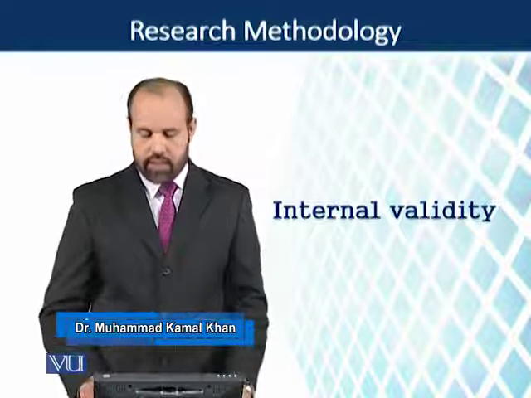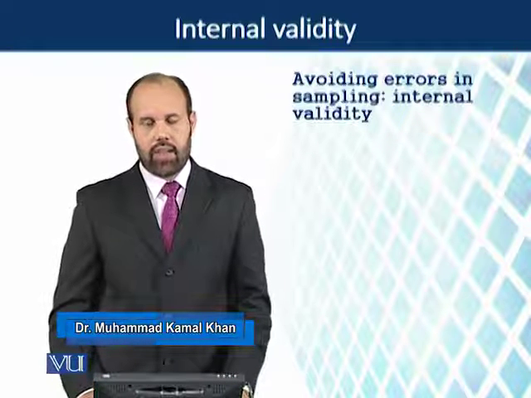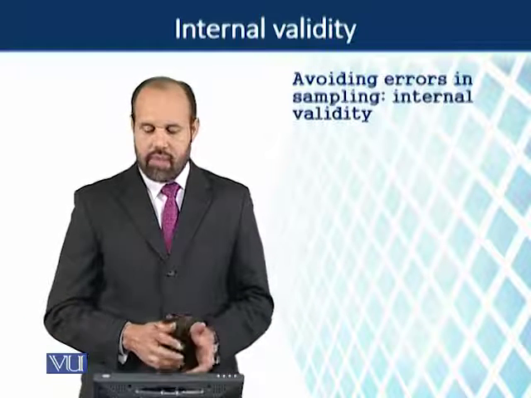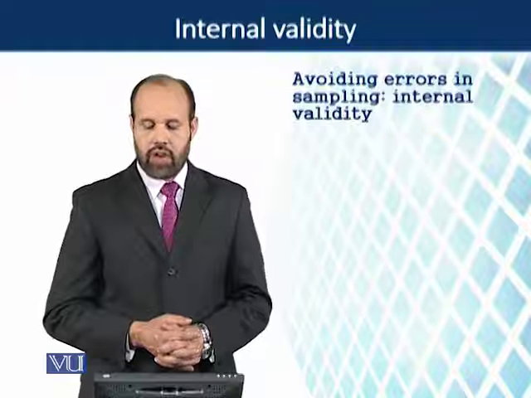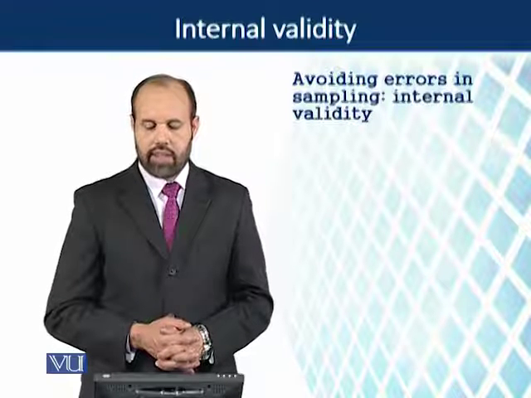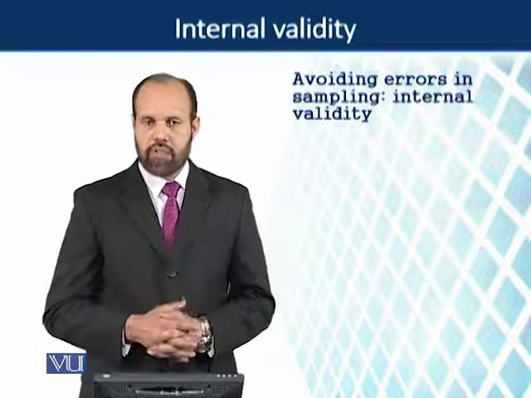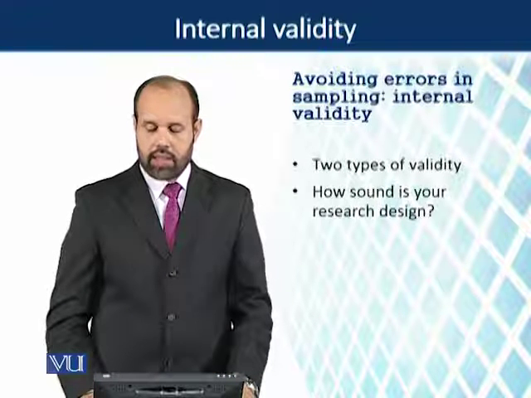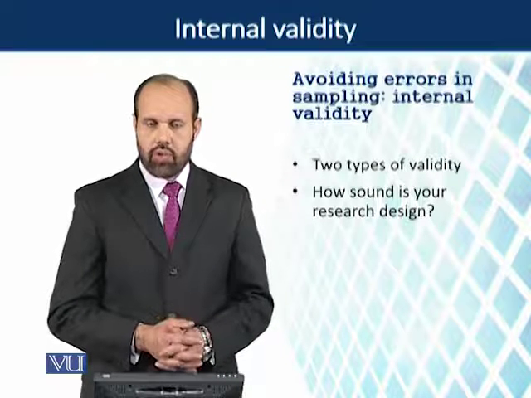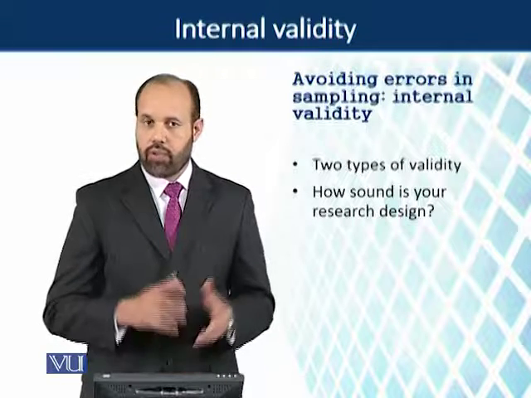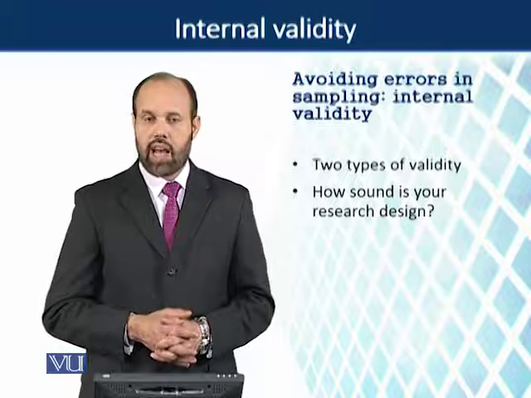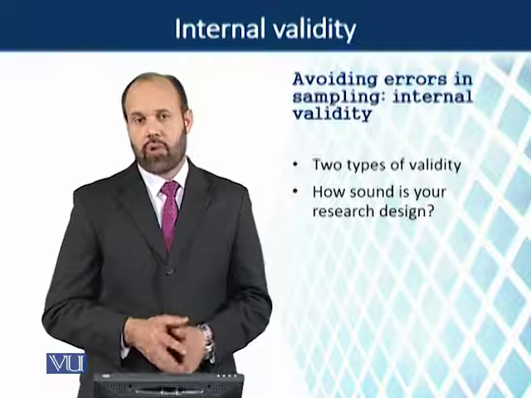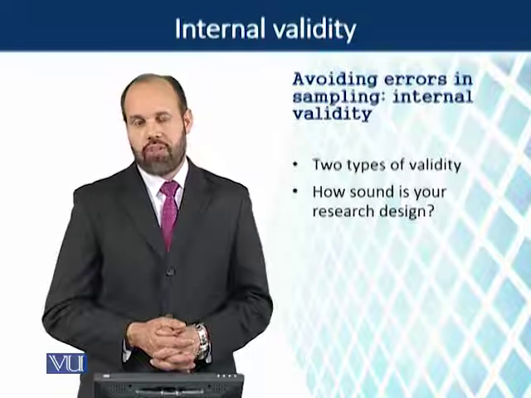So when we discuss this issue in terms of our technical procedures, then we are concerned with internal validity. Because as a researcher, we must be able to avoid errors in sampling, and errors in sampling would influence the internal validity of our study. So we must know the types of validities. When you are concerned with internal validity, basically you want to explore how sound your study is. How sound is your research design? If you are exploring this question, then you are actually looking for internal validity.